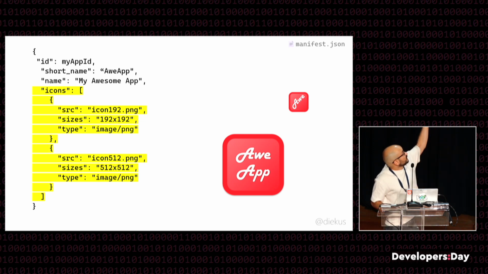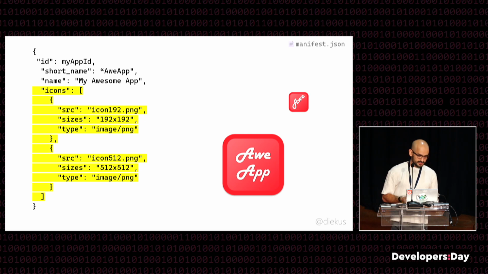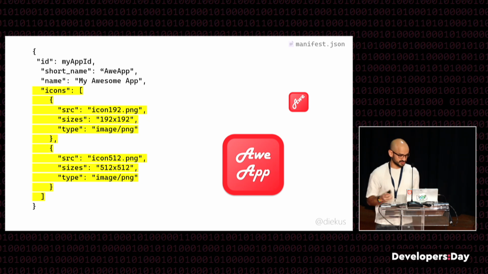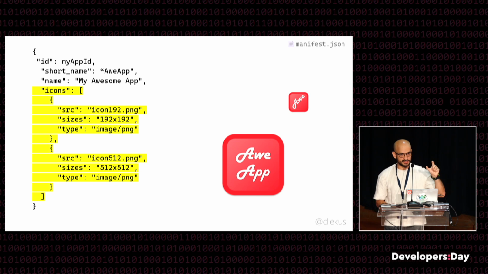So again, I've highlighted the icons section, and we can see that the icon section is basically an array that receives a couple of objects, and these objects are of type image resource. So basically, this is a description of an image, and we're giving it the source, the size, and the type, in this case saying that it's a PNG, because we want to have that transparency for when the icon gets added to the launcher.